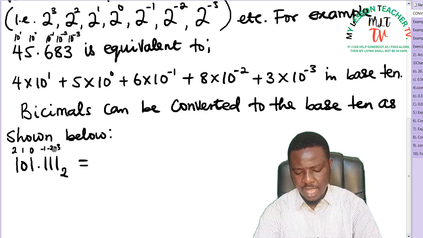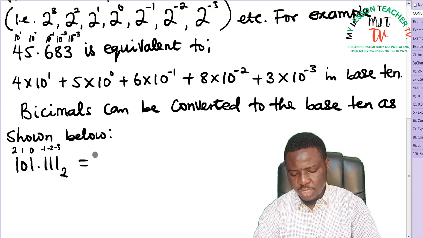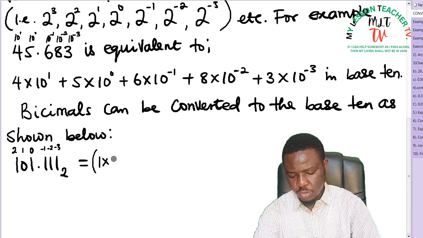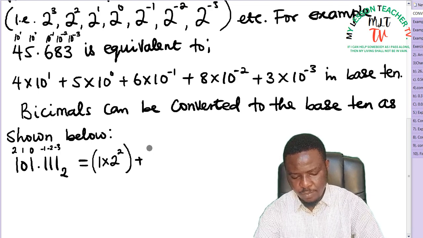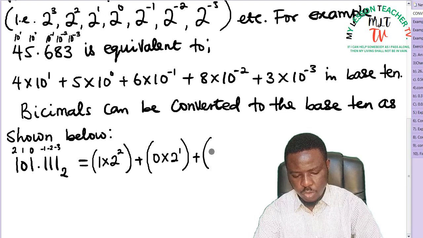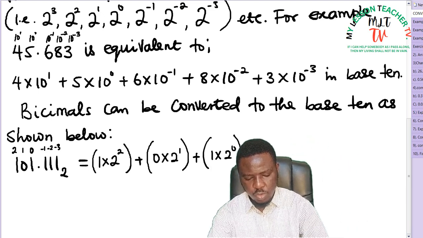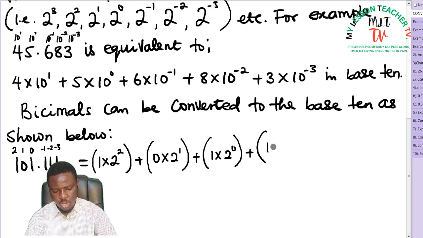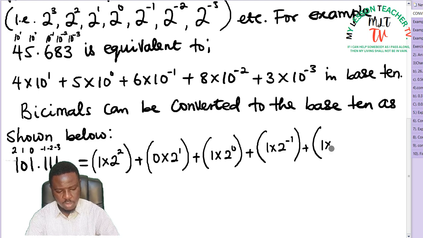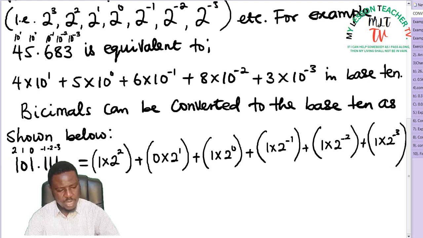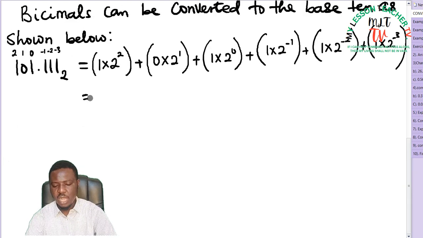So expressing them as a product of their place values, this will be 1 times 2 raised to the power of 2 plus, I'm picking them one after the other, 0 times 2 raised to the power of 1 plus 1 times 2 raised to the power of 0 plus, now to the fractional part, 1 times 2 raised to the power of minus 1 plus 1 times 2 raised to the power of minus 2 plus 1 times 2 raised to the power of minus 3. We can now simplify them and get our answer.